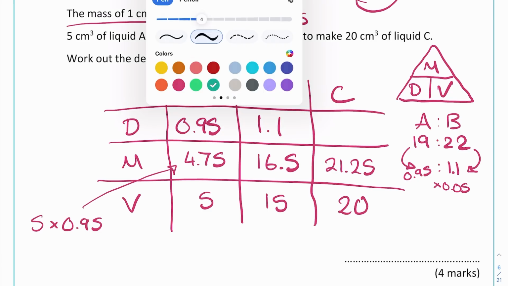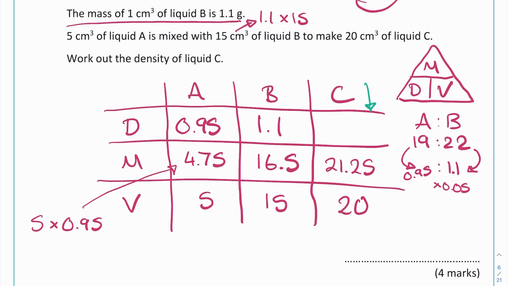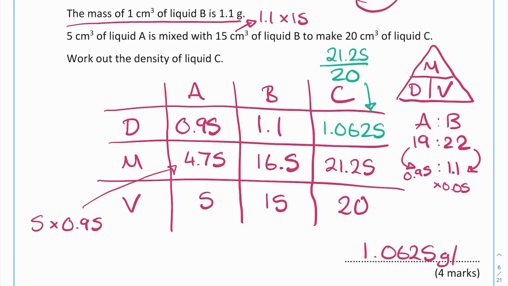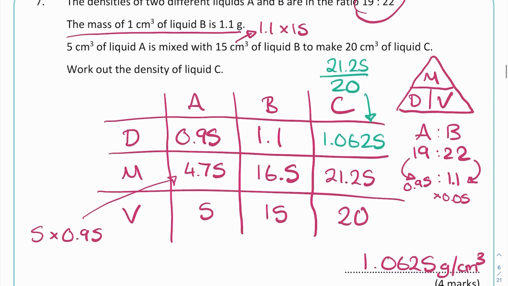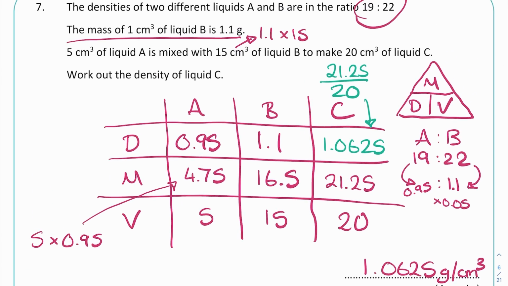I can then finish this question because I know density is equal to mass divided by volume. The mass is 21.25, the volume is 20. So I can type that in on my calculator and I get the density, which comes out as 1.0625, and that is the density of C. 1.0625, and the units here were grams per centimetre cubed. And there we go, that is my density mixture question. Quite a nasty one there where you had the ratios involved as well, but hopefully once you line them up it seemed quite simple to get from B to A.